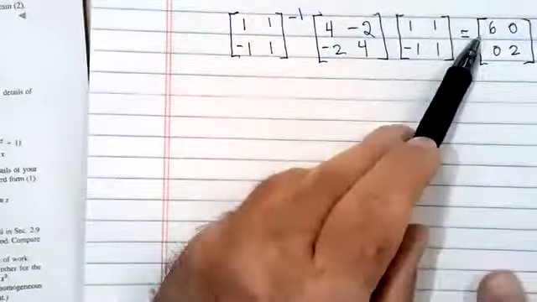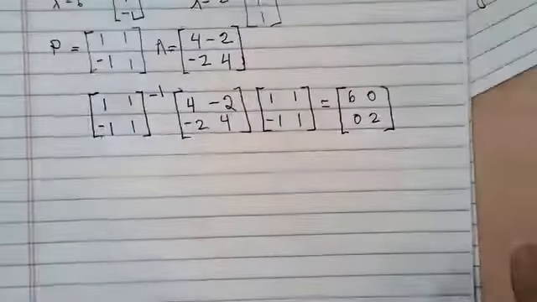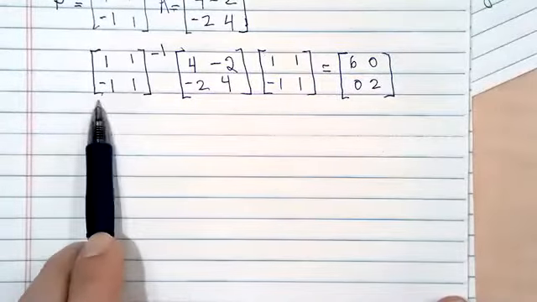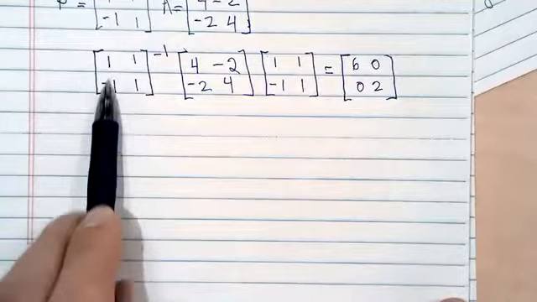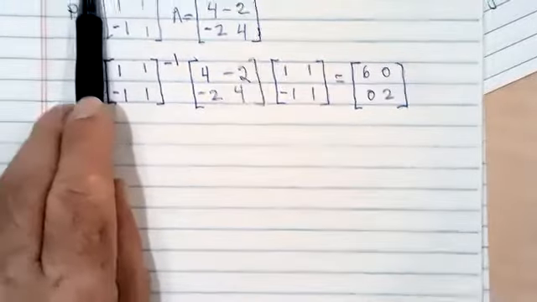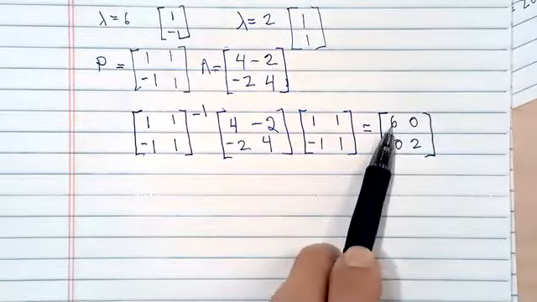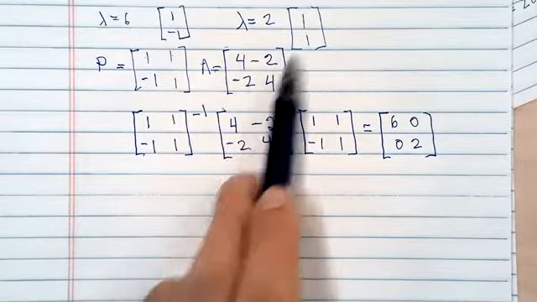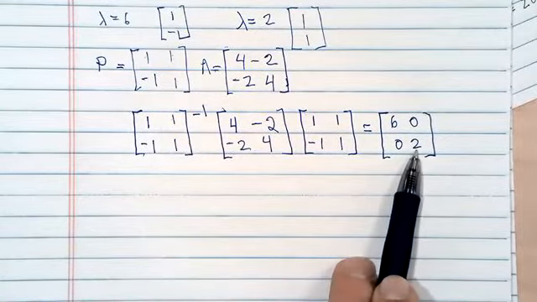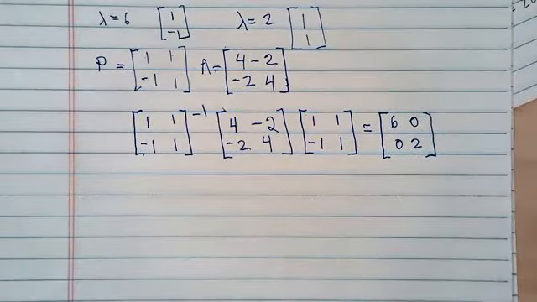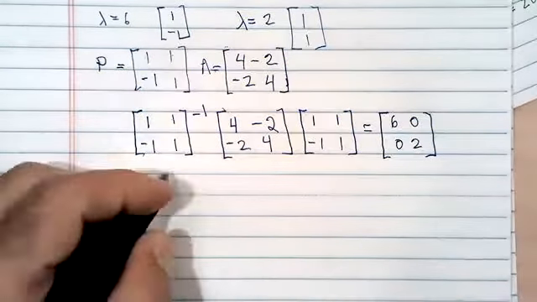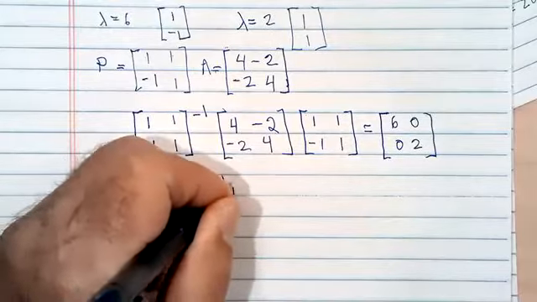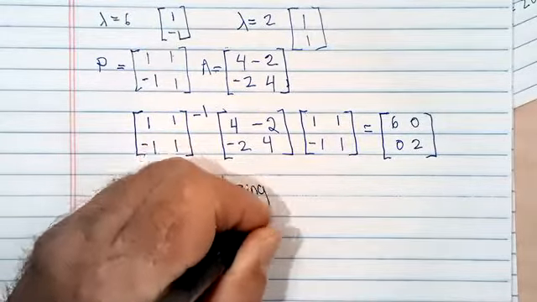And the order of the eigenvalues corresponds to the order of the eigenvectors. This vector goes with lambda equals 6. I put that first, so it appears first on the diagonal. I put the vector for lambda equals 2 second, and so that appears second down the diagonal. Okay, so this is called diagonalizing a matrix.